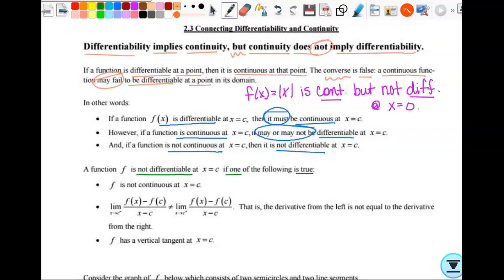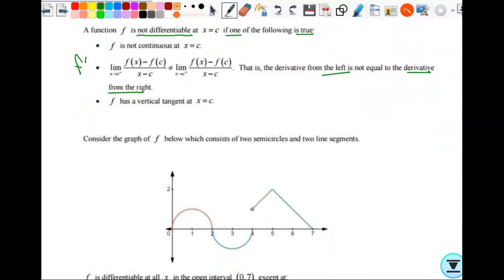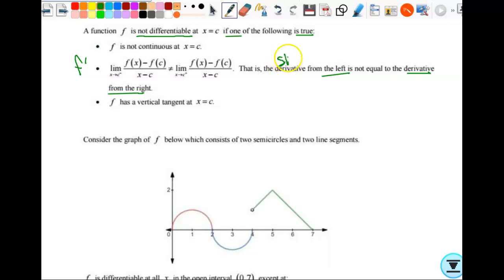So when we look at this, what does the derivative tell me? The slope at a point, right? It's an instantaneous rate of change. So this right here is f prime. This limit is the derivative. So if the derivative from the left, or the slope from the left, is not the same as the slope from the right, so the derivative from the left is not equal to the derivative from the right, and we'll look at that from a graph in just a second, that means the slope fails. Or if f has a vertical tangent at x equals c.